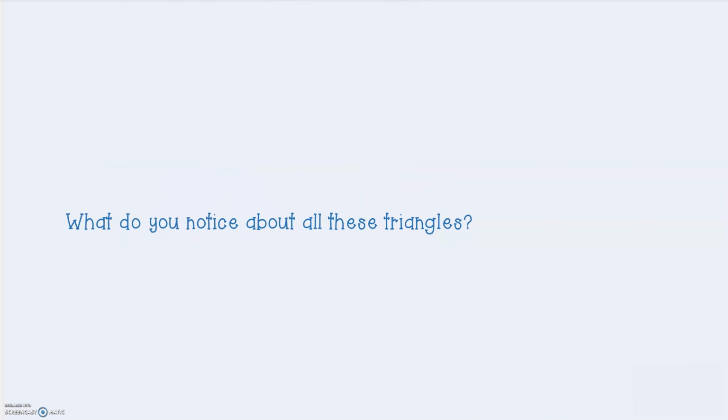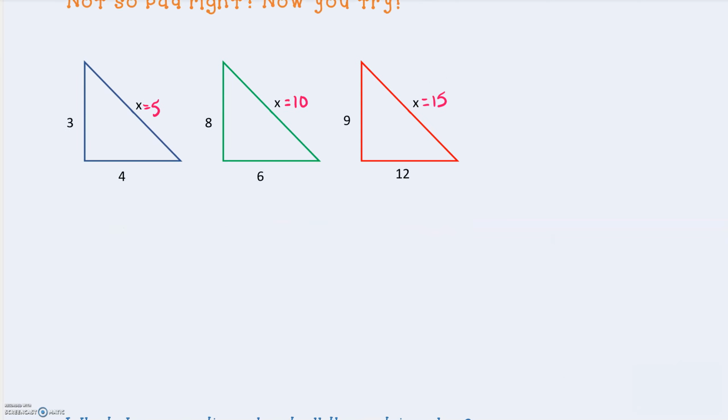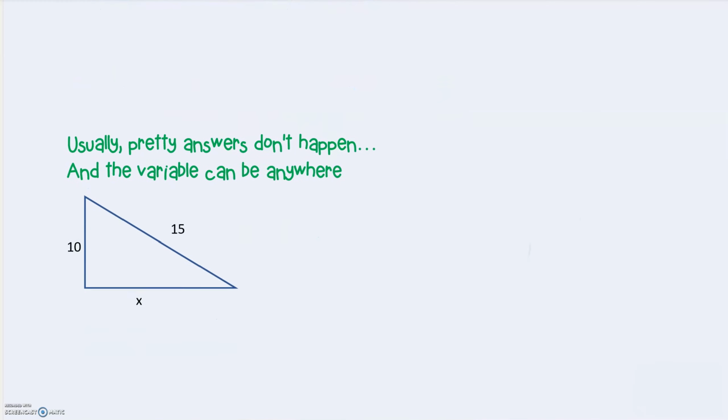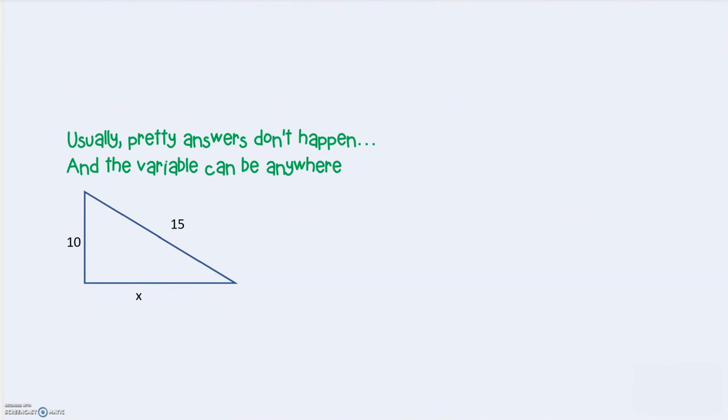So what did you notice about all of these triangles? Take a moment and think about it. One thing that I noticed was that all of these answers were nice, pretty answers. And in all honesty, pretty answers don't always happen, and generally in geometry, they don't happen. It's really actually uncommon for them to always be nice, pretty answers. And the variable can go literally anywhere. It can be the a, the b, or the c. So let's work on this one together.